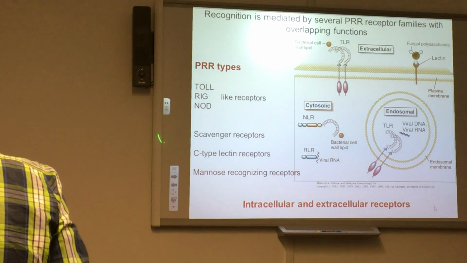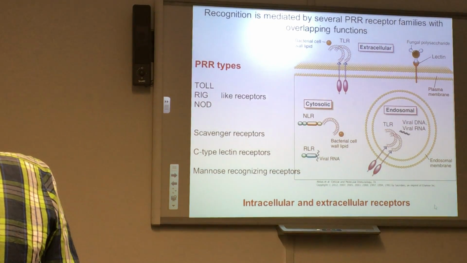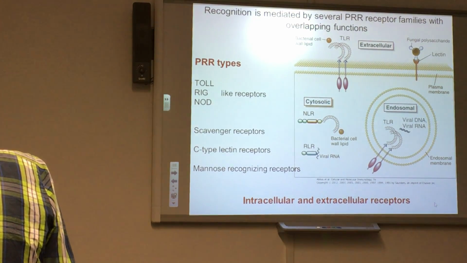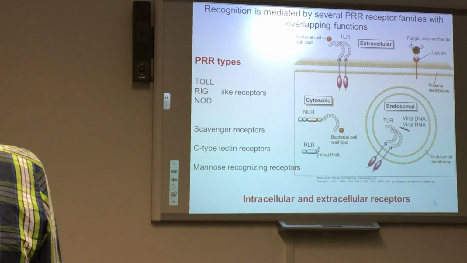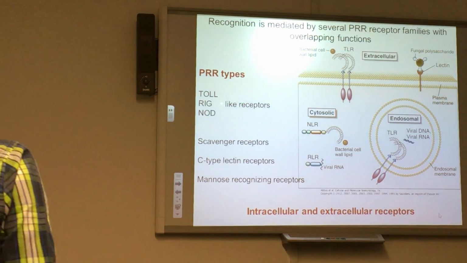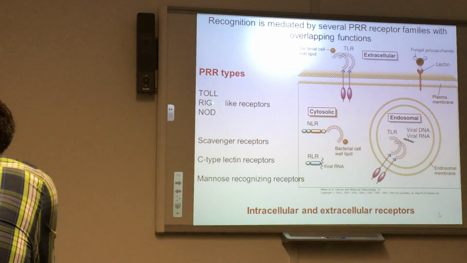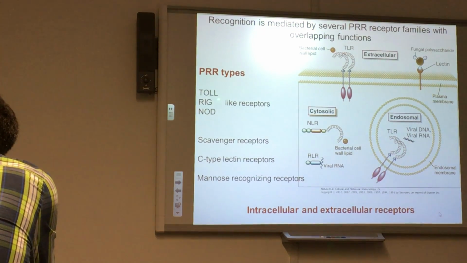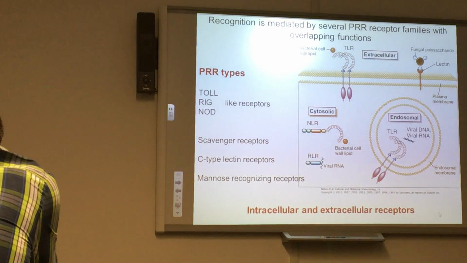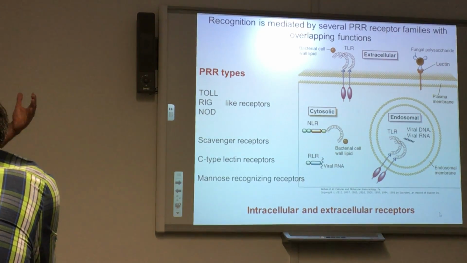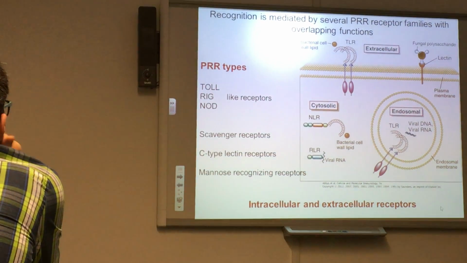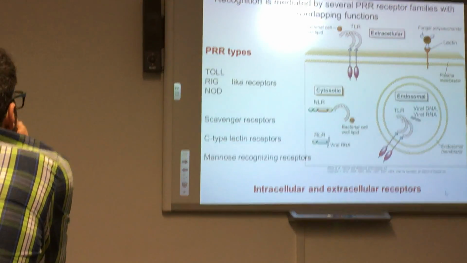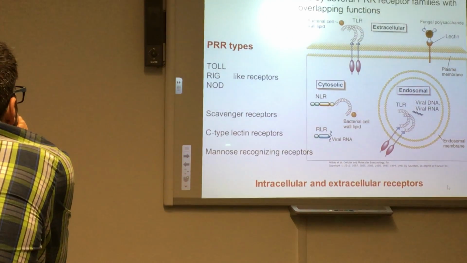Okay. You must know this; it's rather a lexical slide. We have 6 different groups of pattern recognition receptors. Toll-like receptors, you must know it. RIG-like and NOD-like receptors are intracellular receptors. So pattern recognition receptors can be expressed on the cell surface or can be intracellular. Intracellular pathogens will be recognized. Scavenger receptors, just memorize the name.